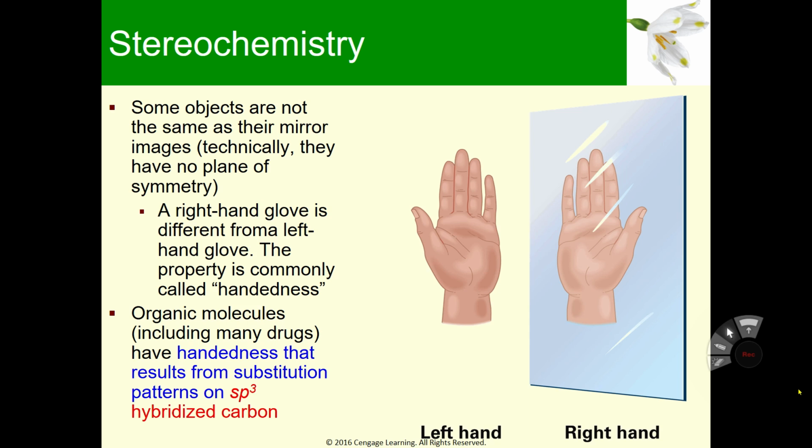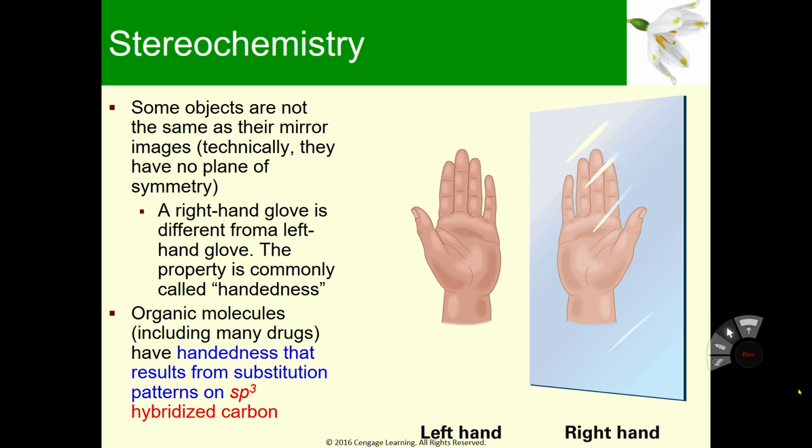However, if you look at your left hand through a mirror, the mirror image of your left hand will be exactly the same as your right hand. Therefore, your right hand has a mirror image relationship with your left hand.